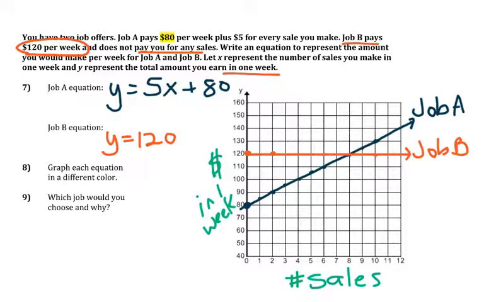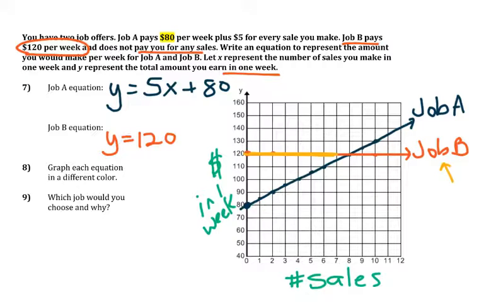Okay, now looking at that, where do you make more money? So if I don't do very well at selling things, I would make more money if I took job B. But if I'm good at selling things and I sell a lot, I'm not going to make as much money down there. So if I can sell things but not a lot of things, I would want to take job B because I would make more money. But at some point, job A becomes better.